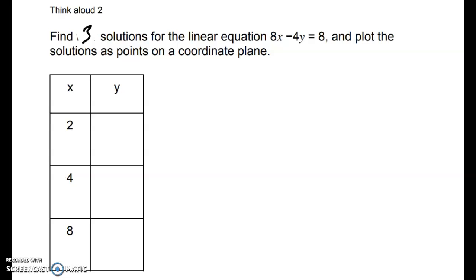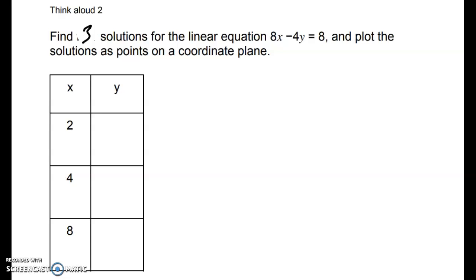And I also notice that in this problem, I have this table. So I'm guessing that it wants me to fill out the rest of this table to find my ordered pairs in order for me to plot on the coordinate plane. However, I do notice that this table is missing all of my y values. So I'm going to have to figure out my y values using that equation.